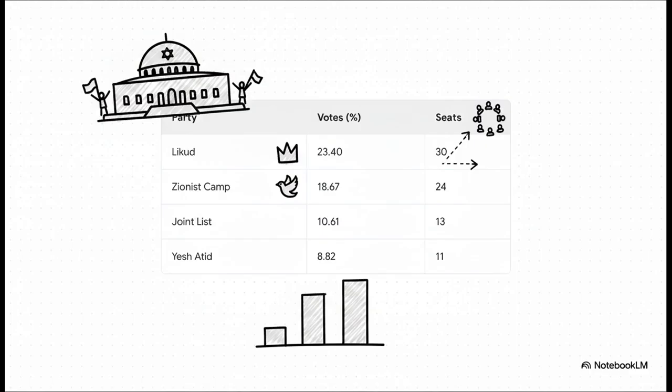So let's see this in the real world. Here's data from Israel's 2015 election, where they use a PR system. Just look at the numbers. The Likud party got about 23% of the vote, and they ended up with 30 seats. The Zionist camp got just under 19% of the vote, and they got 24 seats. See how much closer those percentages and seat numbers are?